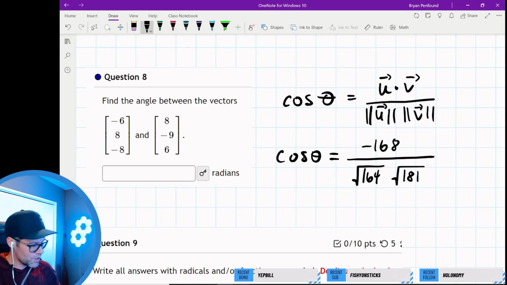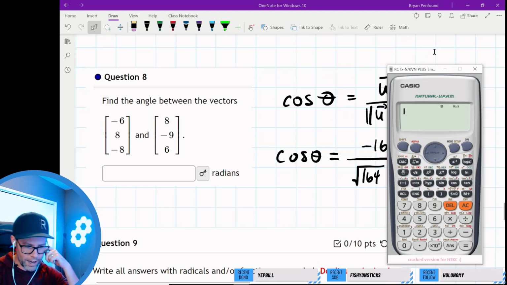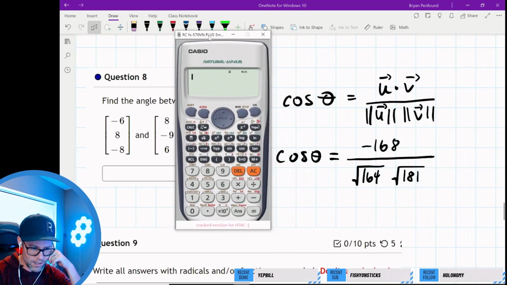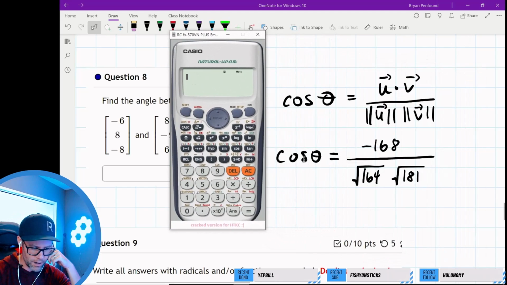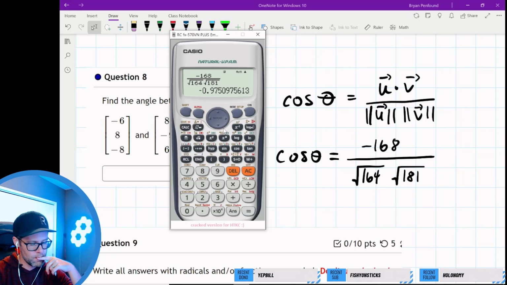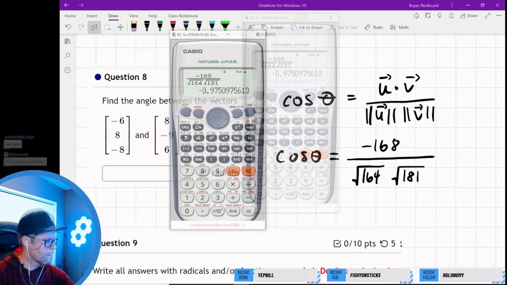Now, does this fraction simplify is the first question. Does it simplify to something reasonably nice that's going to be easy for us to calculate theta? Let's see, -168 over root 164. And then we need another square root of 181. That doesn't look like it simplifies super nicely.